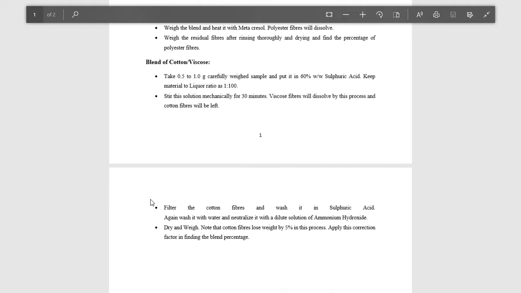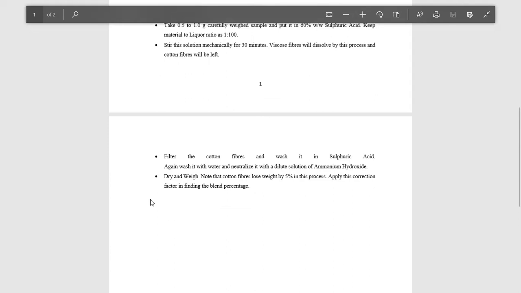Viscose fiber will dissolve by this process and cotton fiber will be left. Filter the cotton fiber and wash it in sulfuric acid. Again wash it with water and neutralize it with dilute solution of ammonium hydroxide. Dry and weigh. Note that cotton fiber loses weight by 5% in this process. Apply this correction factor in finding the blending percentage.